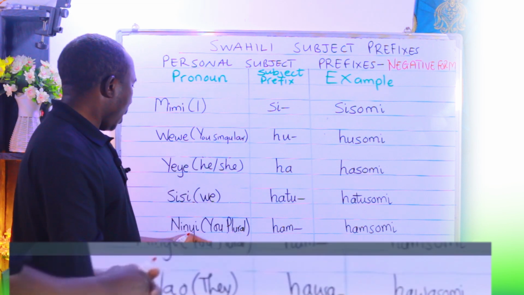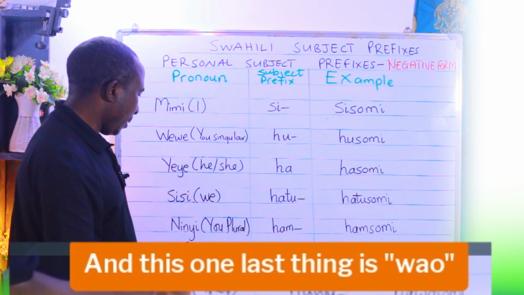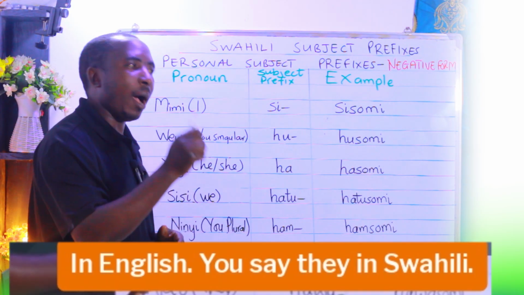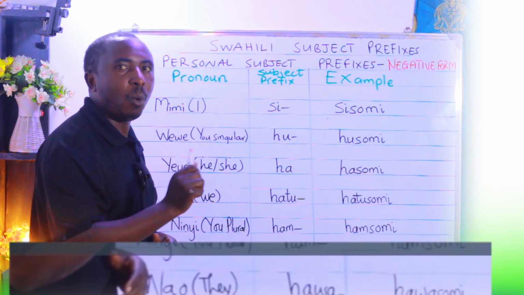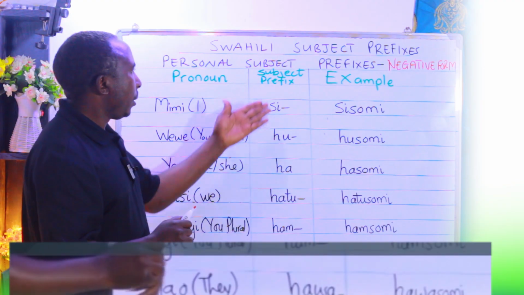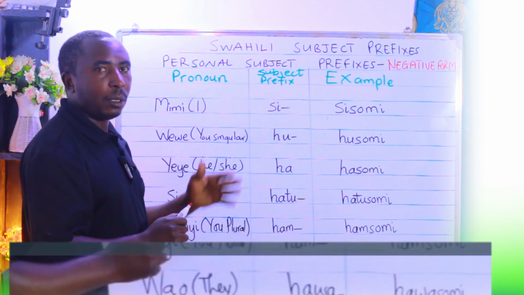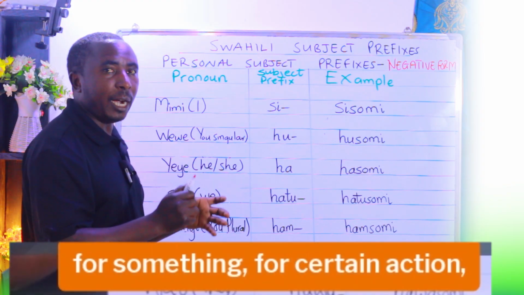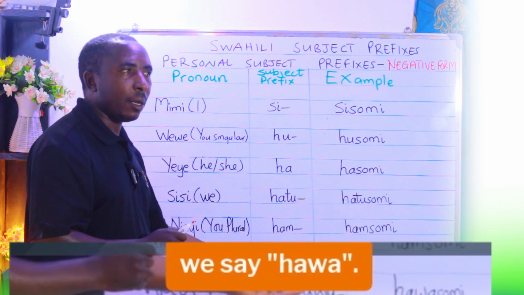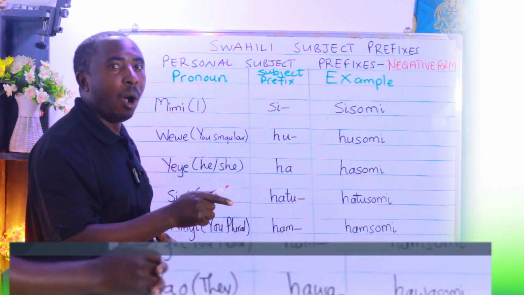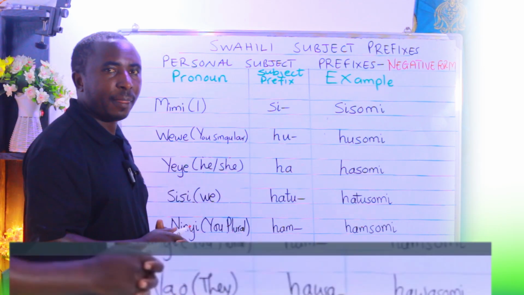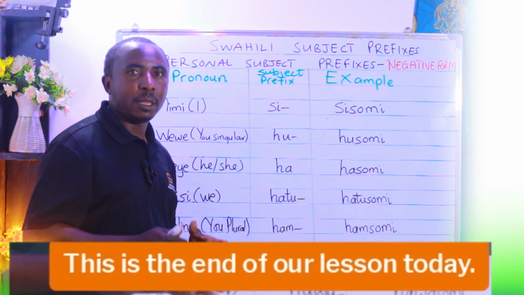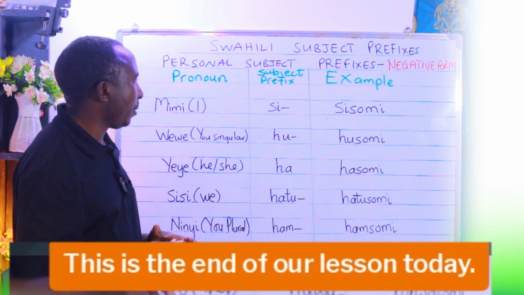Okay? And this last one is wao. In English you say they. In Swahili, wao. Subject prefix, when you want to say no for a certain action, we say hawa. Wao hawasomi. They are not reading. Okay? This is the end of our lesson today.